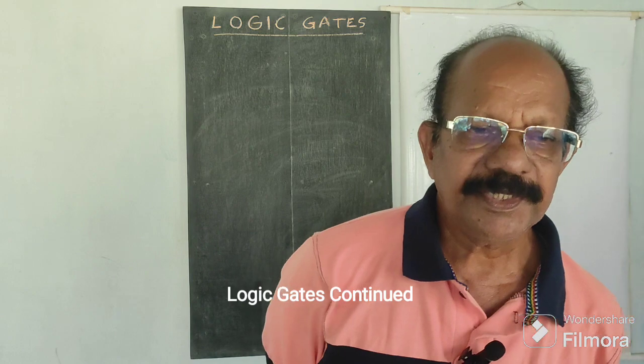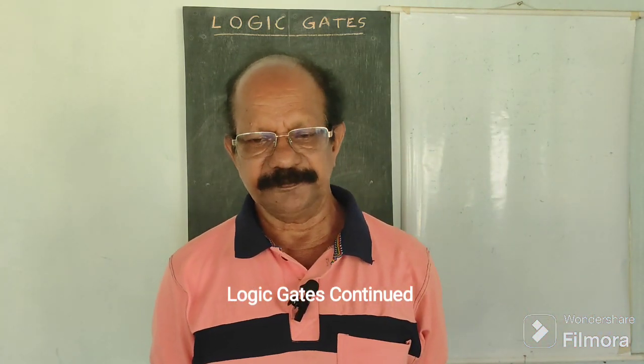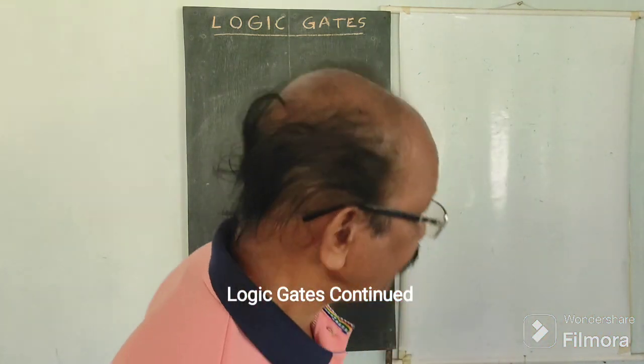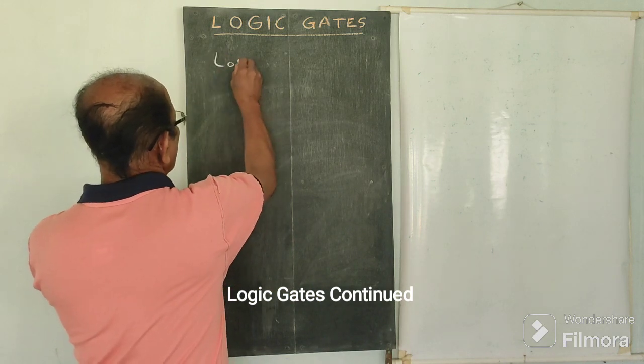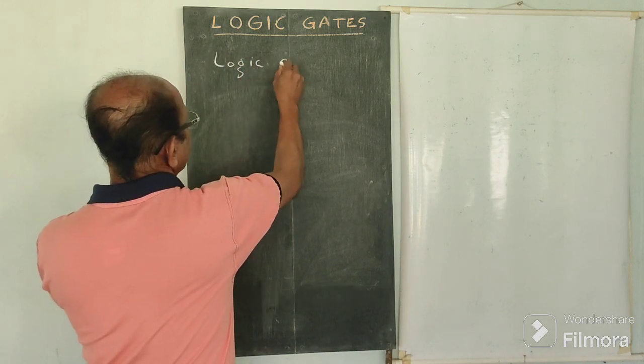We are discussing the OR gate in detail with examples. Yesterday only the basic idea was given. Today is a little more analysis with examples. The OR gate symbolizes logic addition.